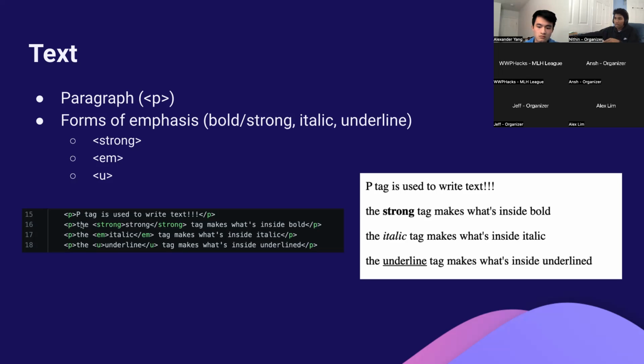And while you can write it without the P tag, just without that organization, having the P tag is essential because it allows you to organize and also style your code for later. We'll talk about that afterwards.